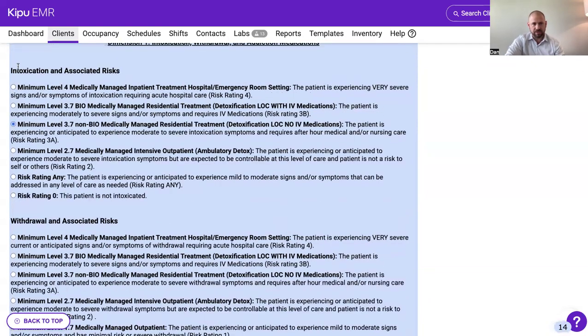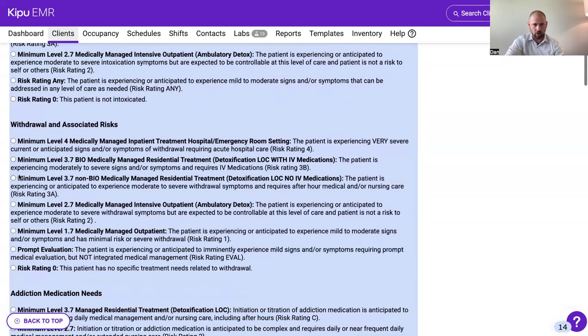Withdrawal and associated risks. So that's intoxication and associated risks, and withdrawal. All right. So what kind of withdrawal is the patient experiencing or anticipated to experience? Let's say they're coming in loaded very, very frequently. They're coming in completely loaded. They're not kicking yet. I anticipate they're going to experience moderate to severe withdrawal symptoms.